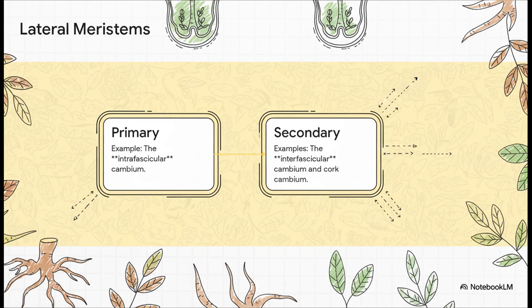Now it gets even more interesting. Even these tissues that make the plant wider aren't all created equal. Some of them are primary. They were there from the get-go, part of the initial blueprint. But others are secondary. They actually pop up later in the plant's life to add even more width and strength. This difference between primary and secondary growth is absolutely crucial. Keep that in your back pocket.